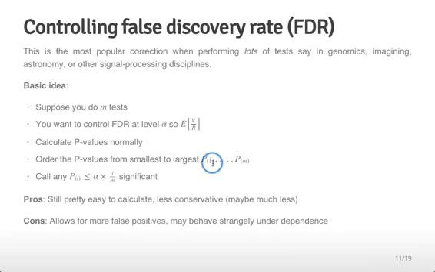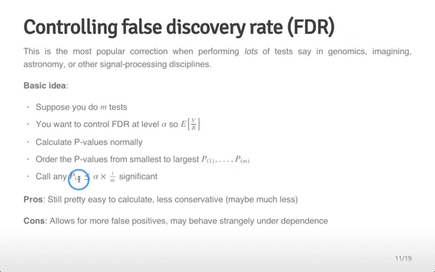And the way that we denote that is in parentheses we put the number that represents the order of the p-value. So this is no longer the first p-value we calculated, it's now the smallest p-value that we calculate. And then we order them all the way up to the mth p-value. So there are m hypothesis tests, so this is the maximum p-value.